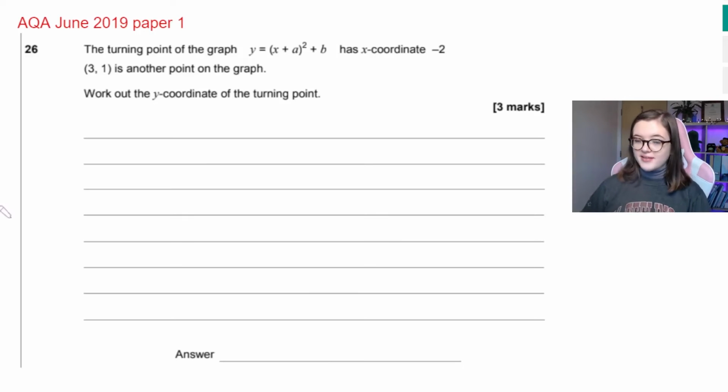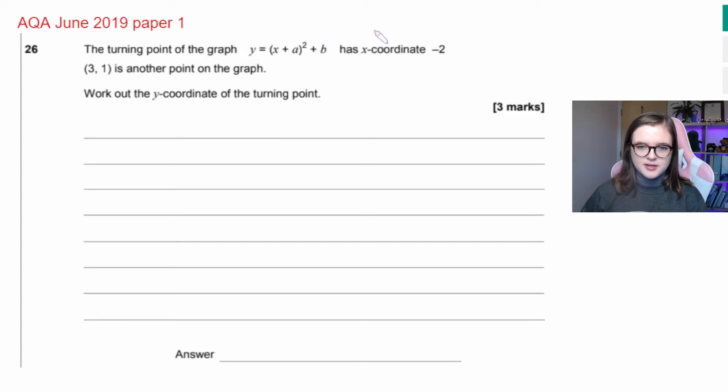Okay, next up then, another AQA question. AQA June 2019, paper 1. And a little bit trickier this one, so pause it, have a go, see how you get on. Okay, then question 26. The turning point of the graph y equals (x plus a) all squared plus b has the x coordinate minus 2. (3, 1) is another point on the graph. Work out the y coordinate of the turning point.